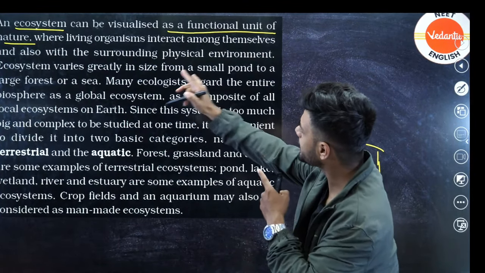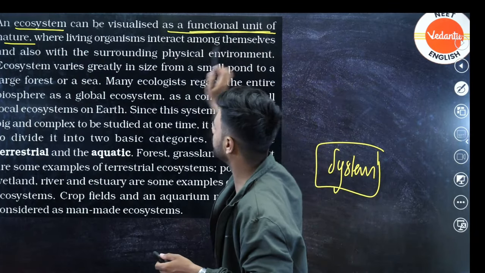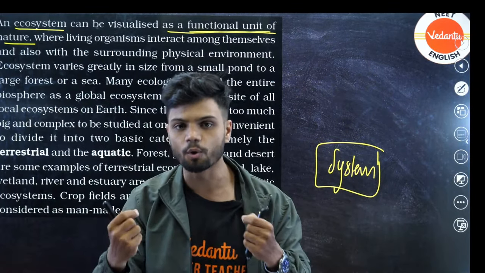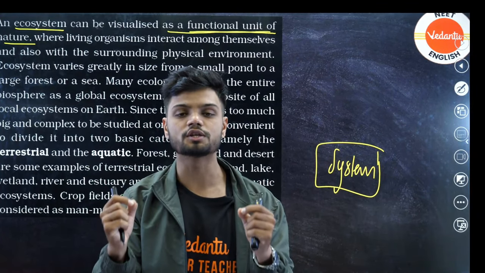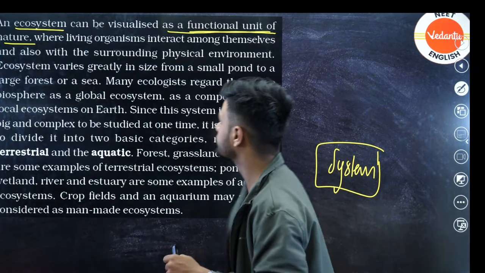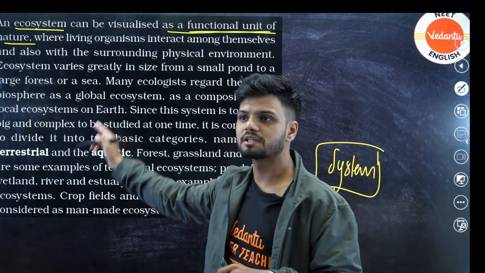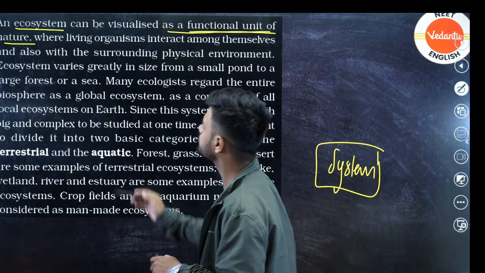What is an ecosystem? Ecosystem is a functional unit of nature. Repeat after me, everyone. Ecosystem is a functional unit of nature. Okay. Students, are you able to see the presentation? Tell me in the chat right now quickly.